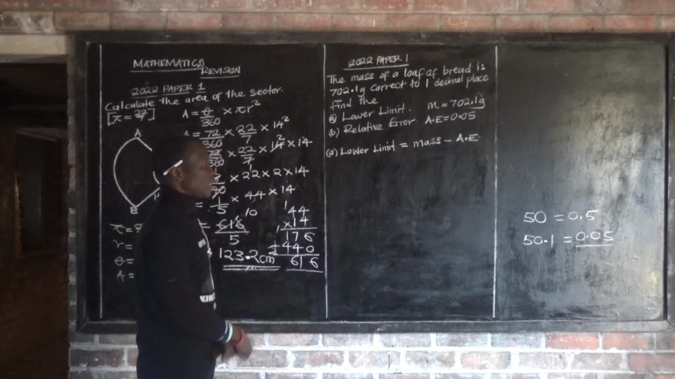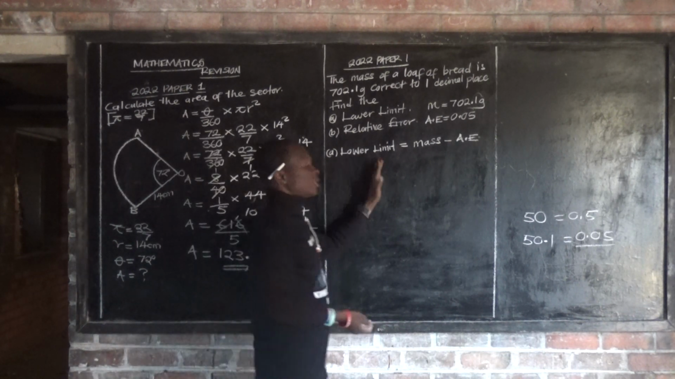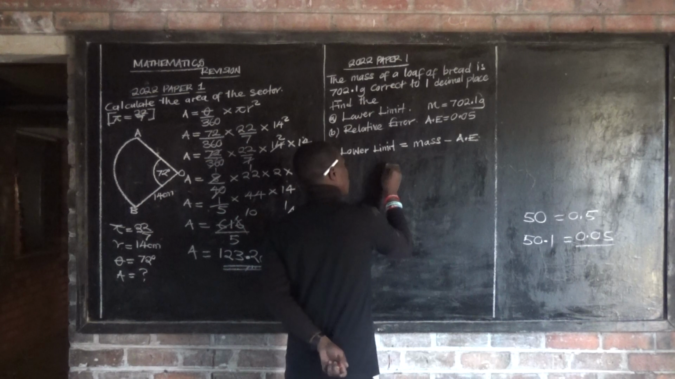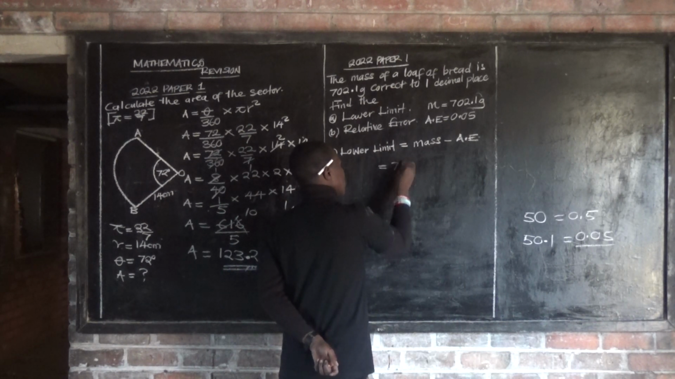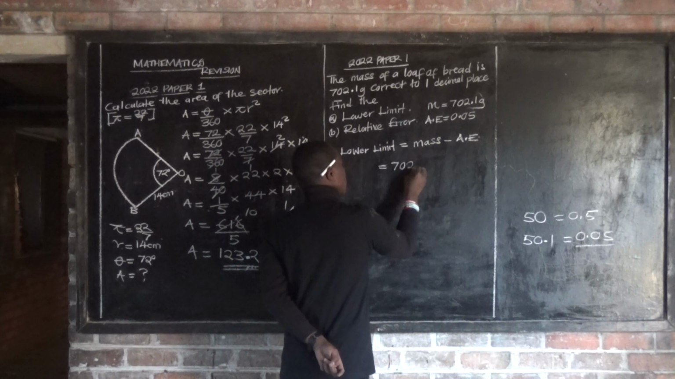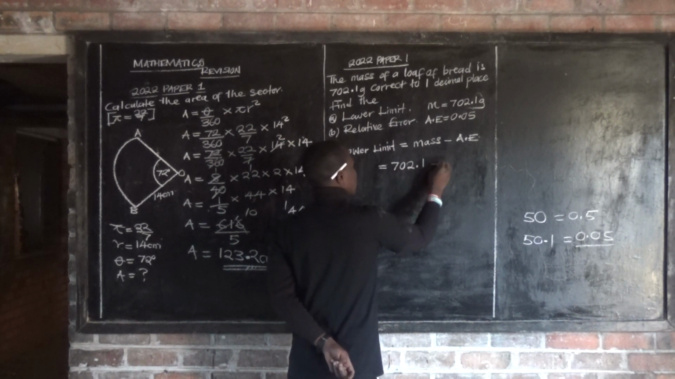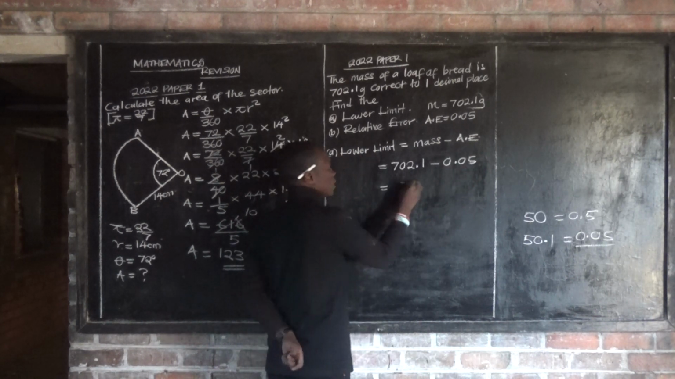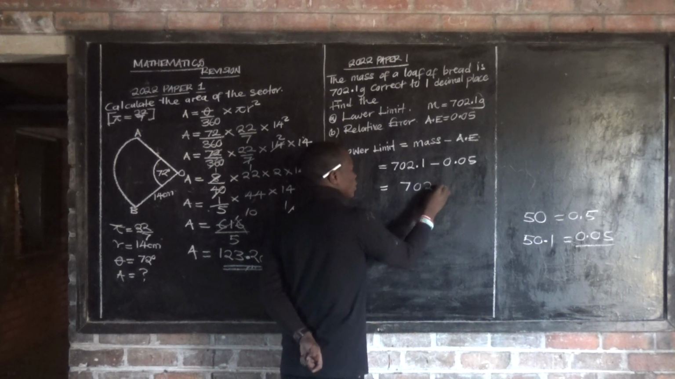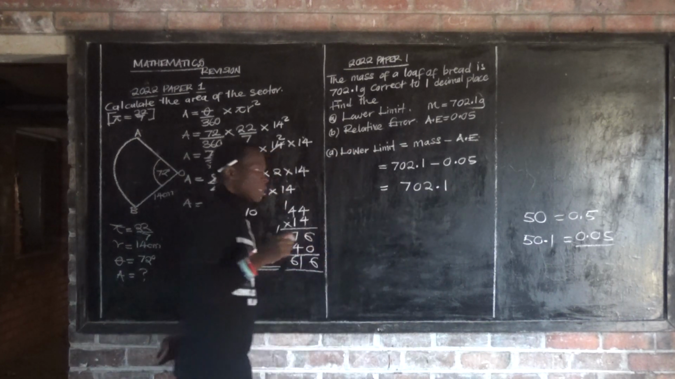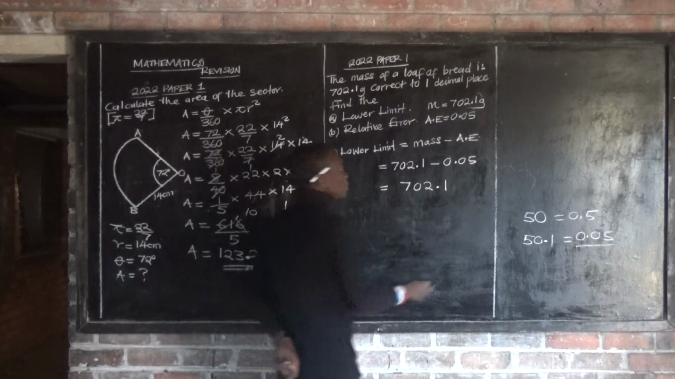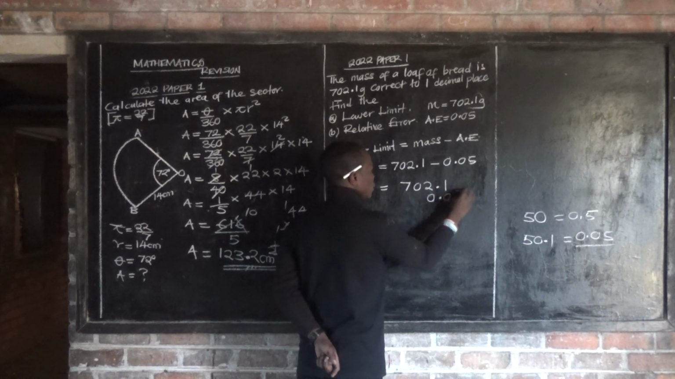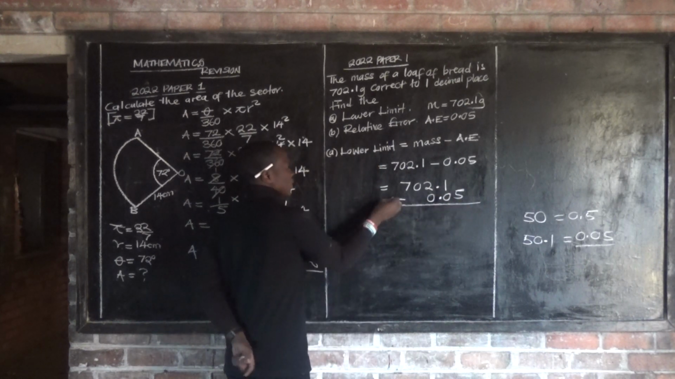If we were told to find the upper limit, we would say upper limit is equal to the mass given plus the absolute error. So we say, what is the absolute error? 0.05. You subtract nicely and say 702.1, and ensure that the decimals are on a straight line. So we can put 0.05 here. Are we together? And subtract.